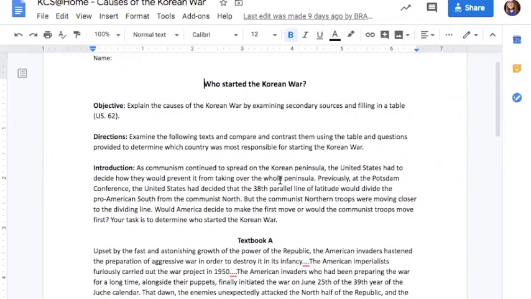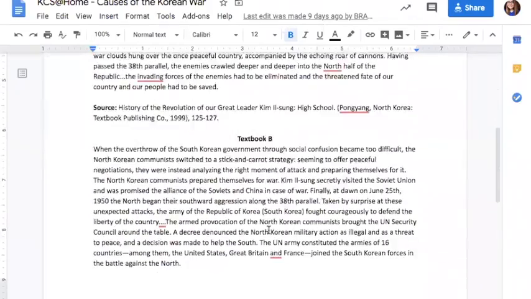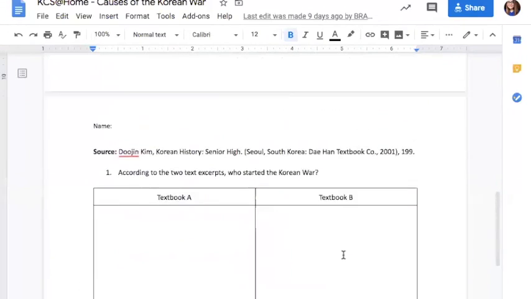So you will read 2 textbook excerpts about the Korean War, and you will try to determine, based on the 2 excerpts you read, who you think is more responsible for starting the Korean War. Is it Korea or the United States? So read these 2 excerpts and then compare them through answering these questions down here.